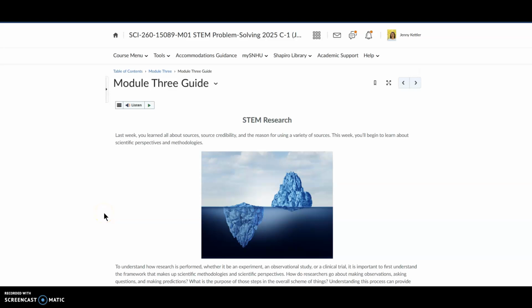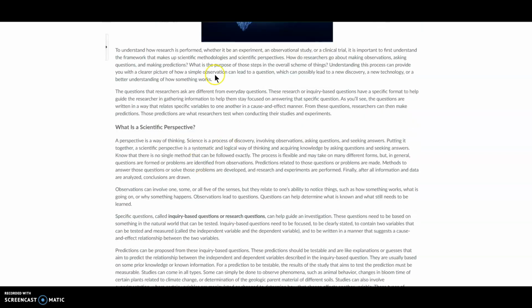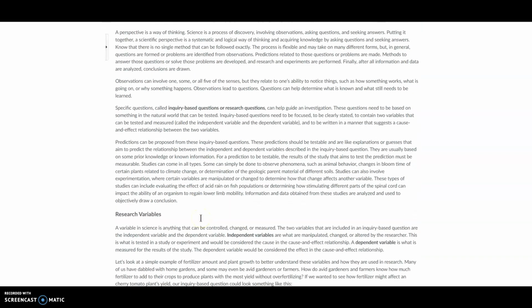Hey everyone, we are going to look at your Module 3 assignment today. So the first thing that you want to do is definitely go to the Module 3 guide and read through all of this information, because this is what's going to help you answer the questions on your assignment, because it asks you about a scientific perspective.